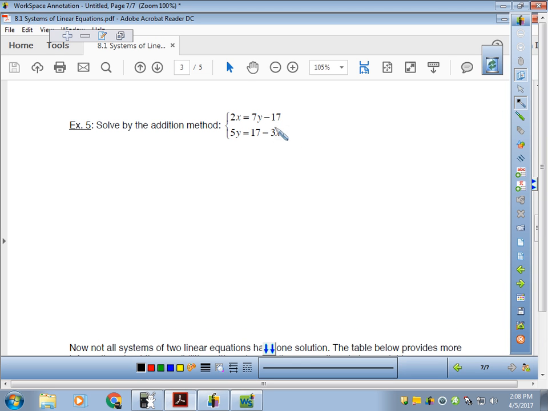Example 5 is another elimination method. It asks us to solve this one with the addition or elimination method. We have 2x equals 7y minus 17, and 5y equals 17 minus 3x.